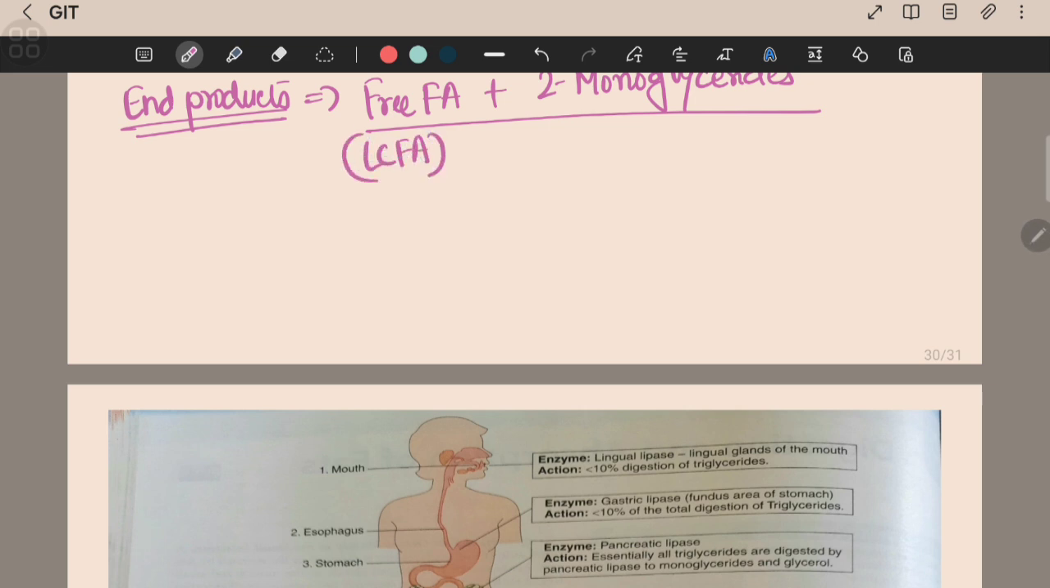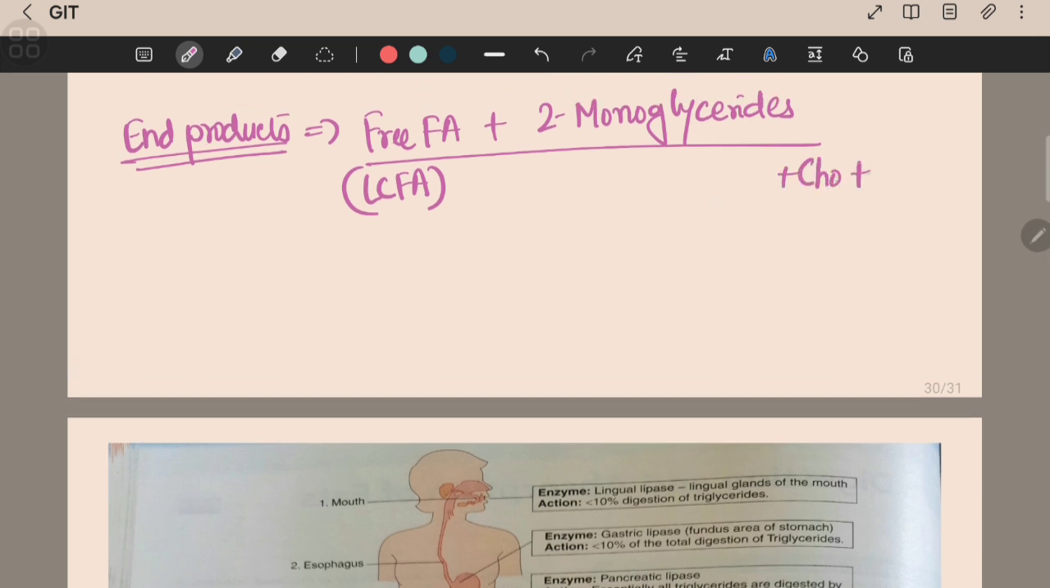So along with that there can be some amount of cholesterol also, okay. Some extent of cholesterol can also be present, and we can also have phospholipids, lysophospholipids. These will aggregate to form a mixed micelle. So these micelles are basically spherical structures which have a hydrophilic exterior and a hydrophobic interior core.